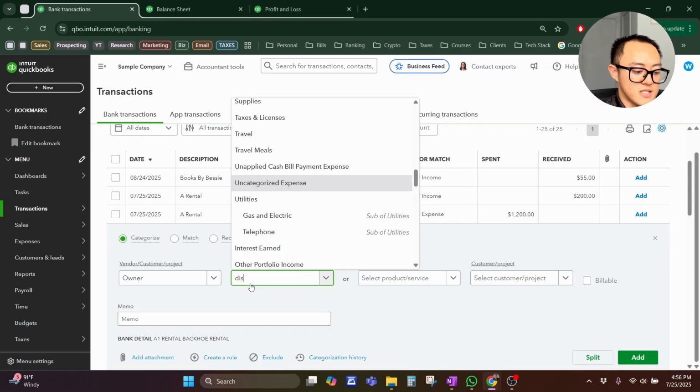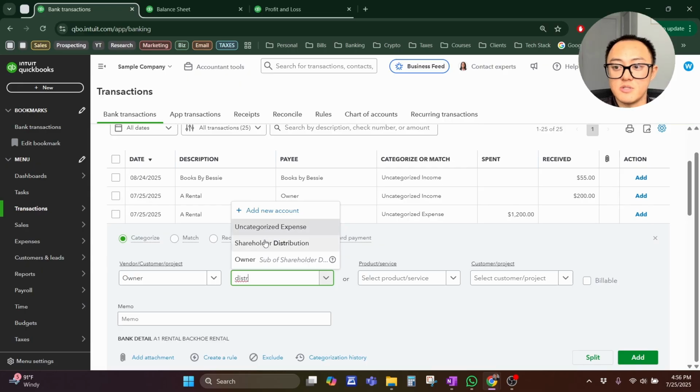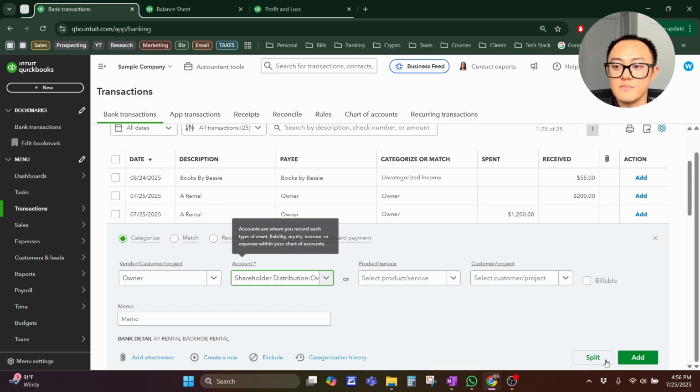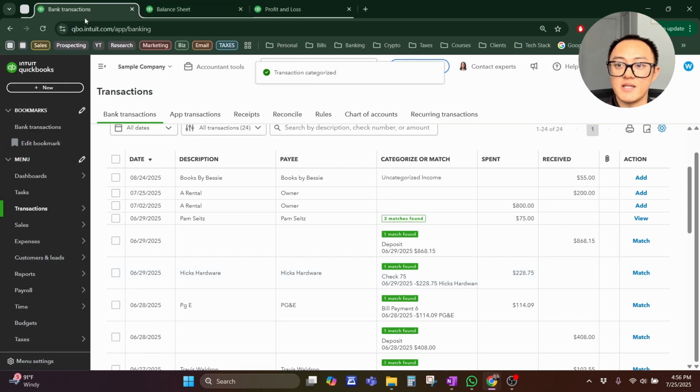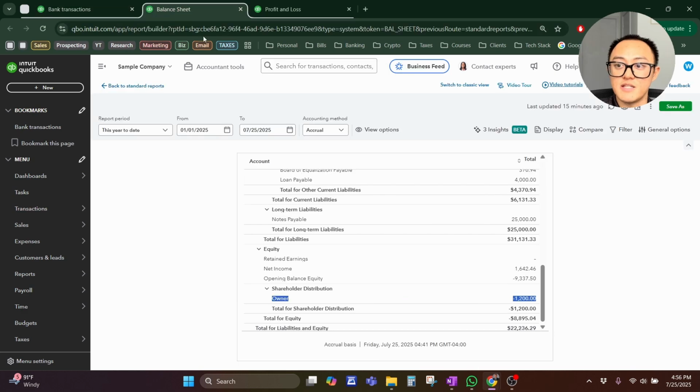So whenever I categorize this, I'm going to put shareholder distribution, and I also created a subcategory for the specific owner's name. And once this transaction is categorized, this is going to affect the balance sheet. At the bottom, if you scroll down, it's going to affect the equity section. And you'll see here shareholder distributions and the specific owner's name. And equity is basically the true value of your company after you pay off all debts.